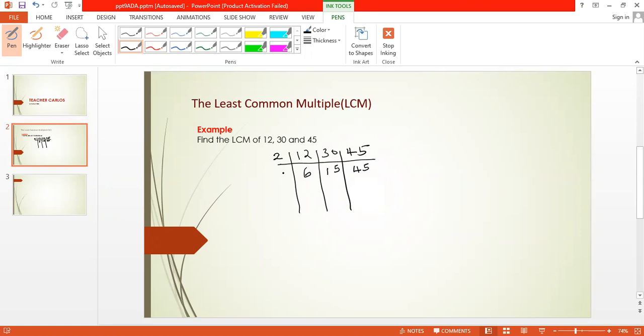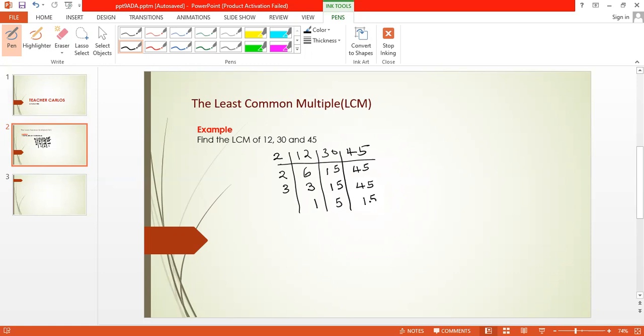Then we look at another prime factor that can go into at least one of the numbers given. We still have 2 going into 6, 3 times, but it cannot go into 15. So we retain 15, and also we retain 45 because 2 cannot go into that. So what is the next least number? Here, the next prime factor is 3. So we take 3 into 3, 1; 3 into 15, 5; 3 into 45, 15.